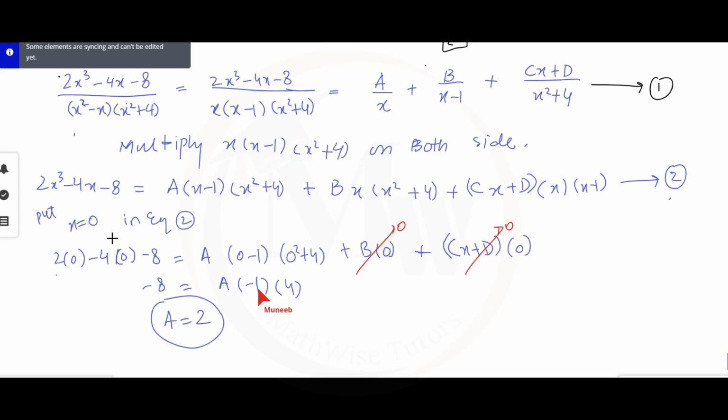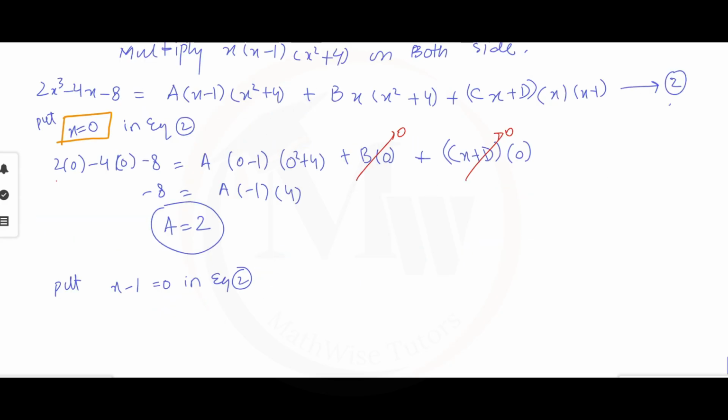So first let's plug in the other linear factor equal to 0. What is the second linear factor? Put x minus 1 equal to 0. This will give you x equal to 1.